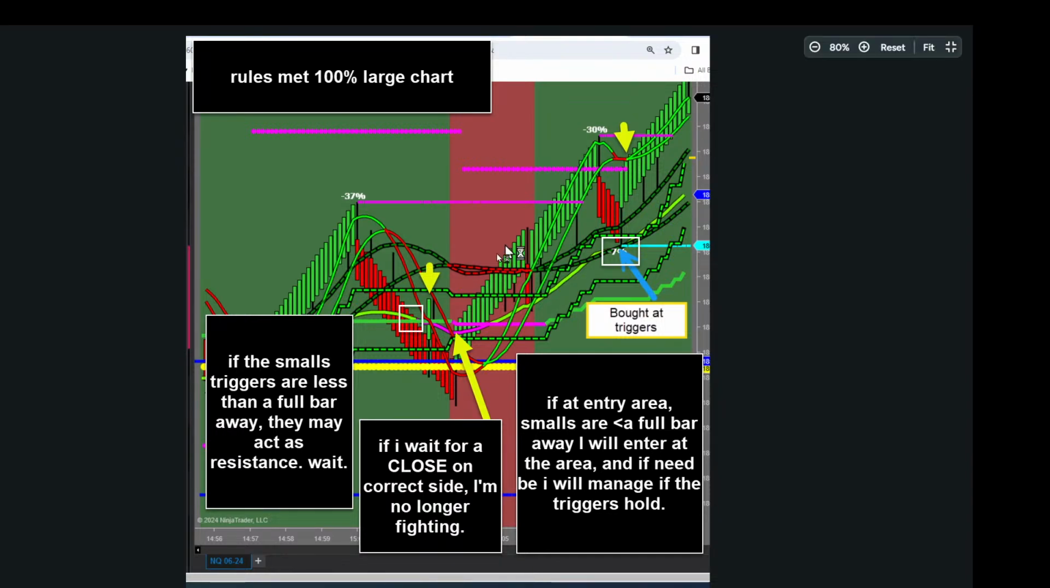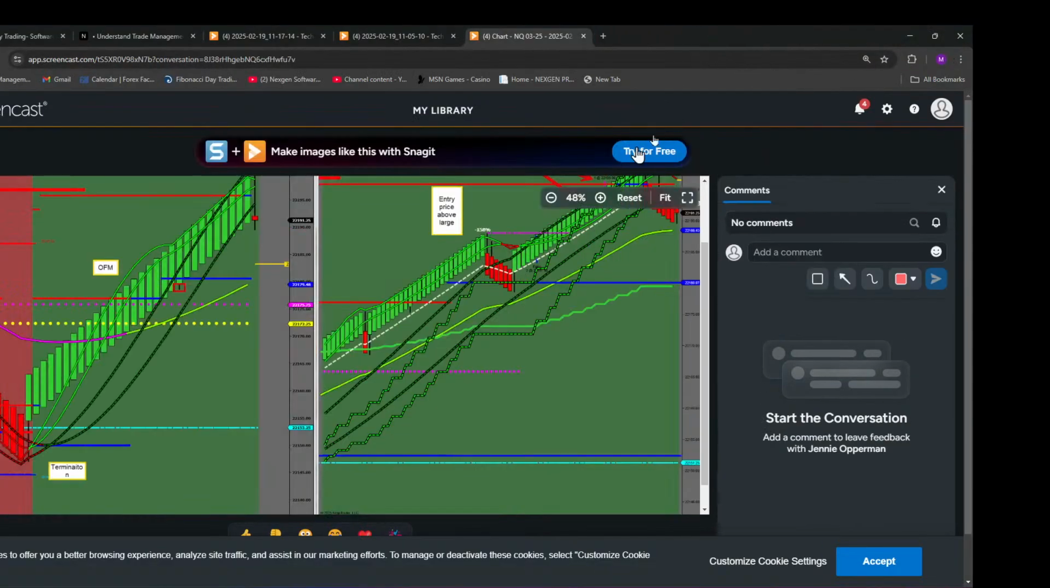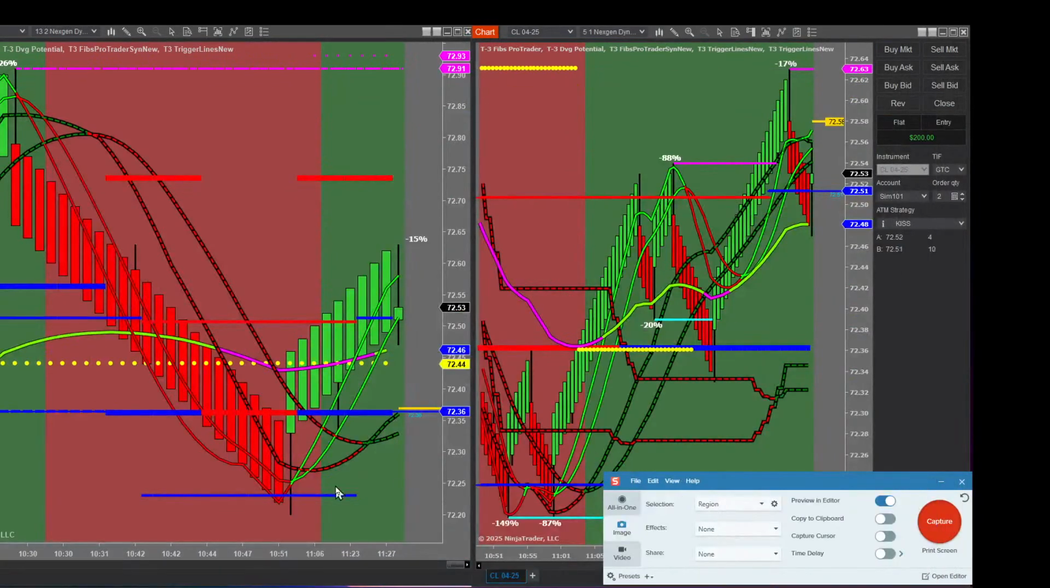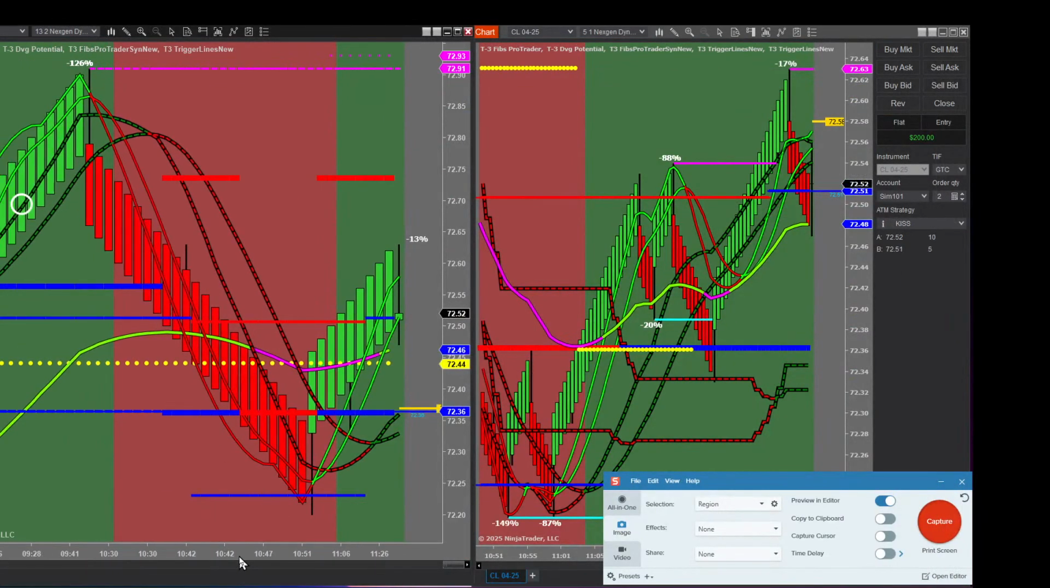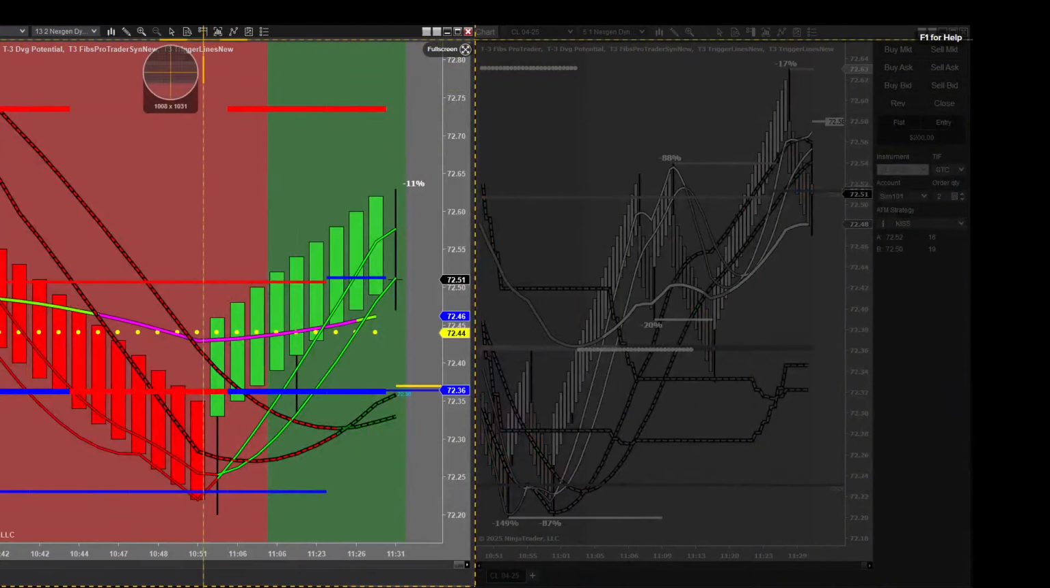When they're below, waiting for a close on the correct side offers the highest chance of success. When they're above, getting in at the area gives you time to manage if they hold. Just a little something. It's in that spreadsheet. You can look at it. So I like minimizing risk. Huge fan of minimizing risk.